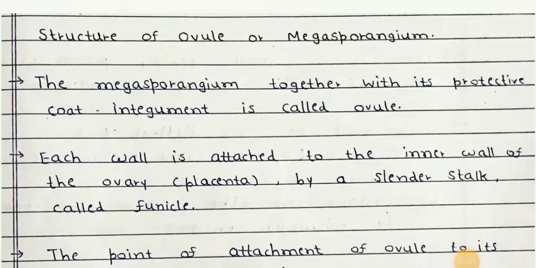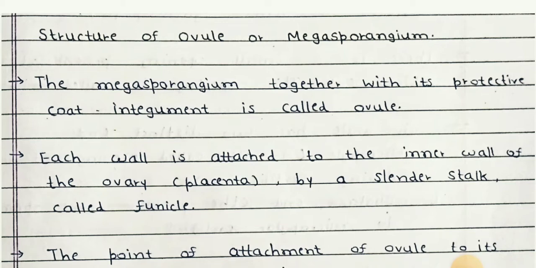Myself Krisha, and today we are going to study about the structure of ovule. Ovule is also known as megasporangium. Let's start with the definition of ovule. I hope that you all have an idea about the ovule, that ovule is the female reproductive structure, right? Which produces female gametes, that is egg or ovum.